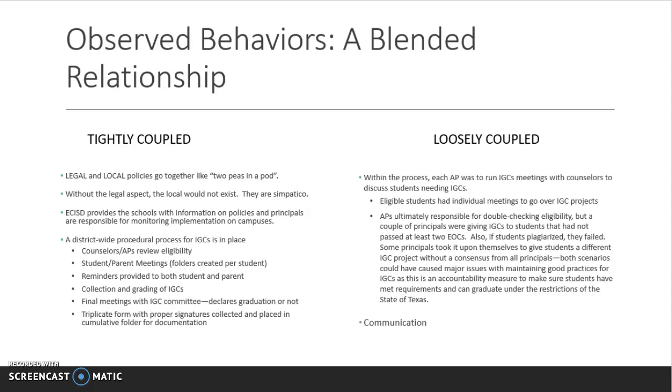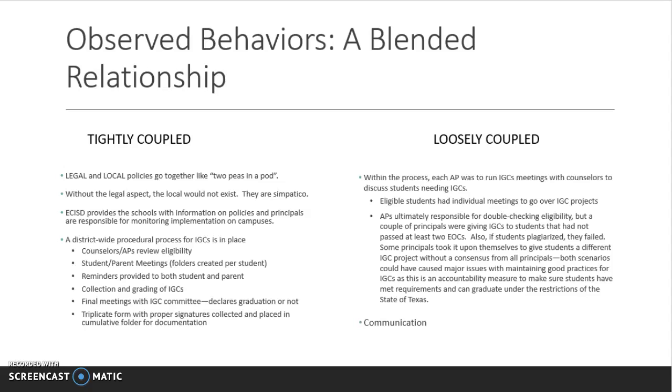The school district is good at letting principals know what information needs to be presented to staff, and principals are responsible for the implementation or building of committees to help the implementation phase. And there are district-wide procedures that all secondary campuses follow in order to have seamless graduation for students graduating under an IGC. Those graduation committees are formed on each campus.